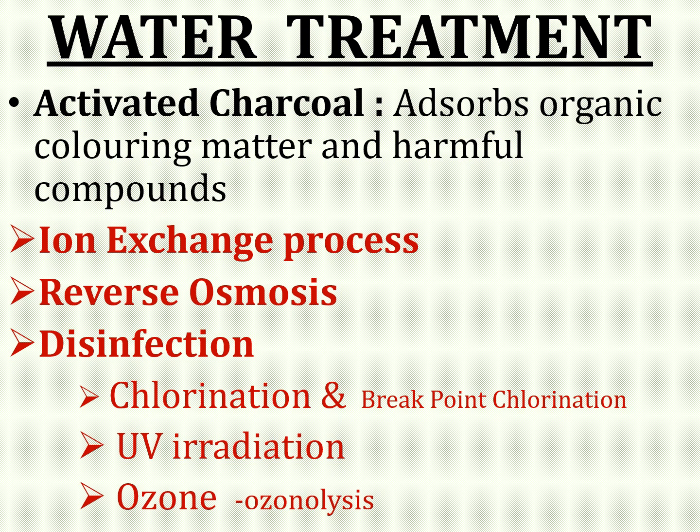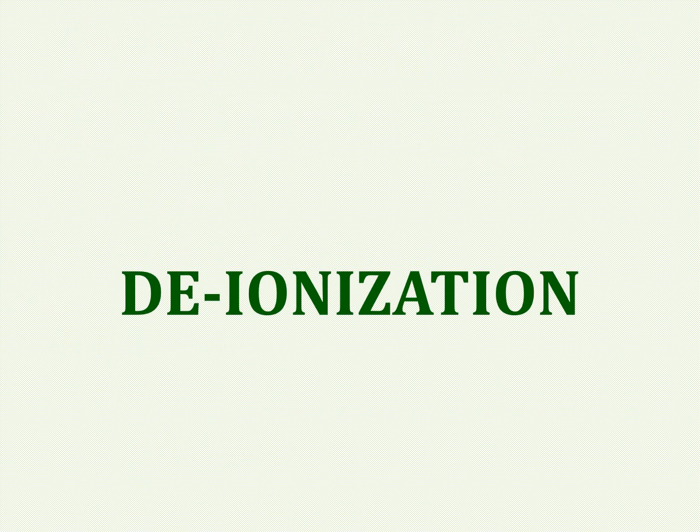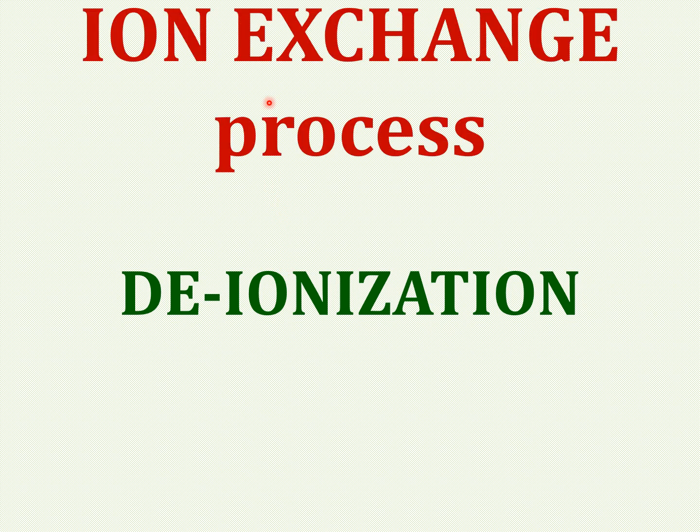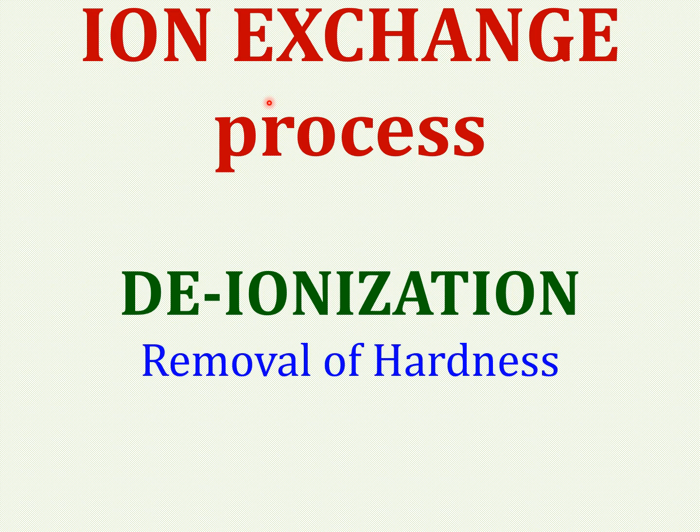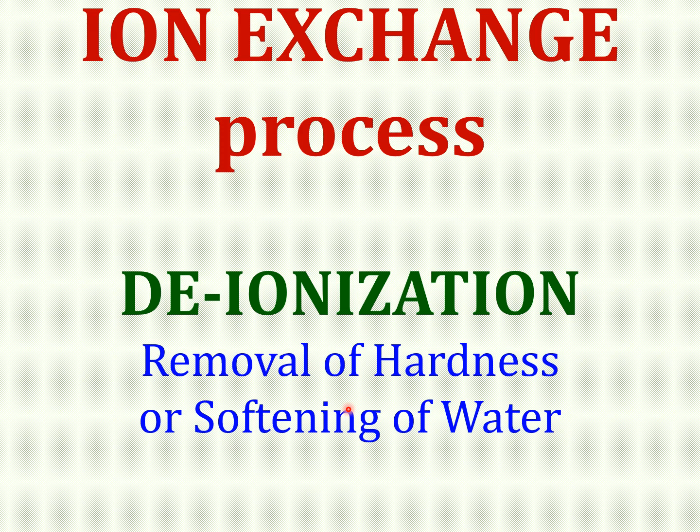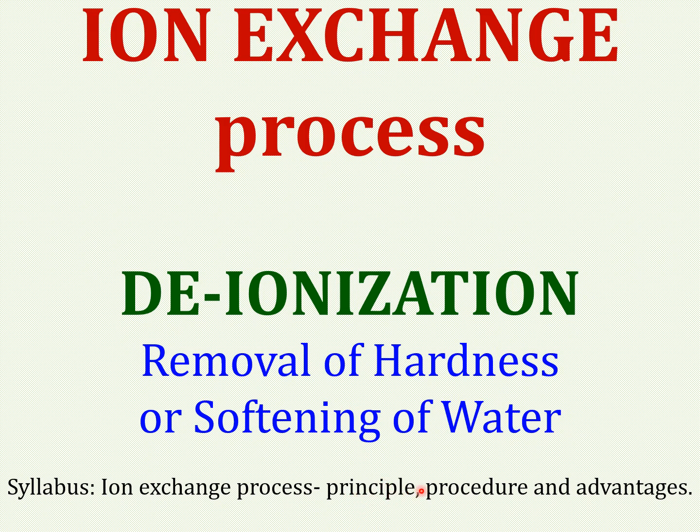Now let's move on. Well, the first method involves deionization of water. This is achieved through the process called the ion exchange process. The purpose of this process is to remove hardness. We have already seen what is hardness, what are the consequences of hardness. So here is a method for the removal of hardness, and for this reason, it is also called the softening of water. The syllabus includes principle, procedure and advantage.